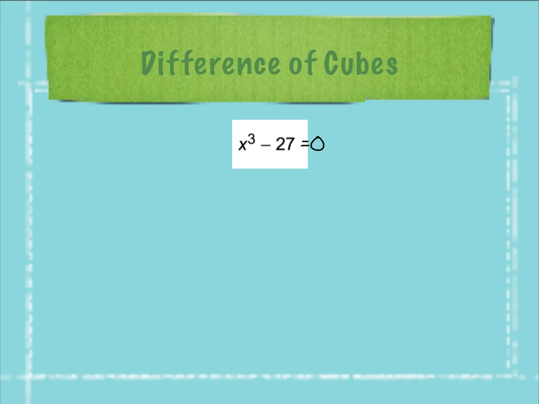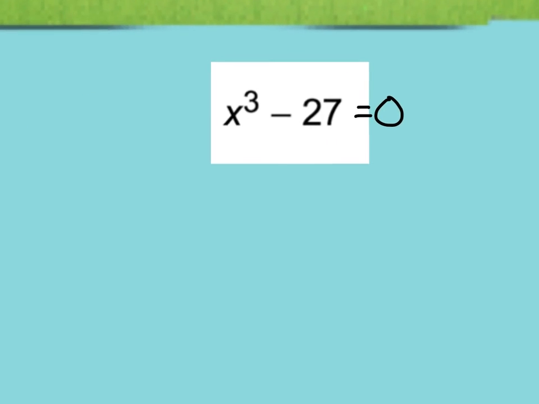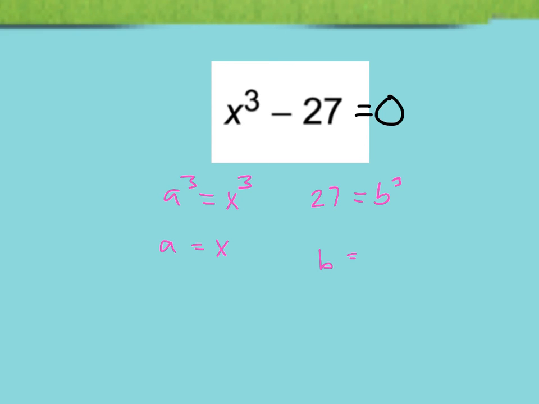Last one. So again, difference of cubes, so we use that second formula on that page. So if a cubed is x cubed, then what is a? A is x. And then 27 is b cubed. So what is b? Go back to your difference of cubes page. What would give us 27? 3.